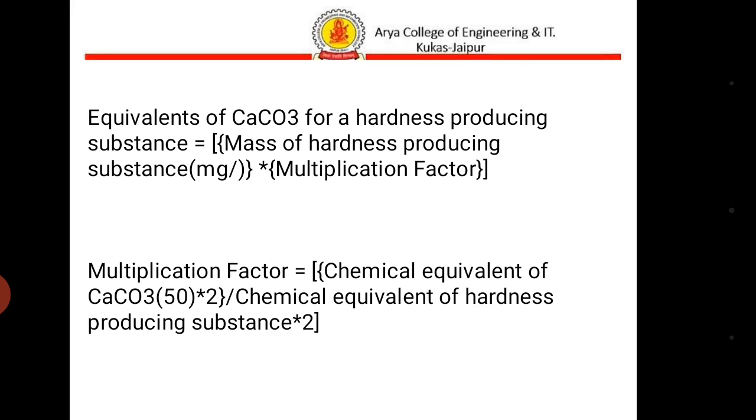multiplication factor. So how we can determine multiplication factor? Multiplication factor equal to chemical equivalent of calcium carbonate multiply with 2 divided by chemical equivalent of hardness producing substance multiply with 2.